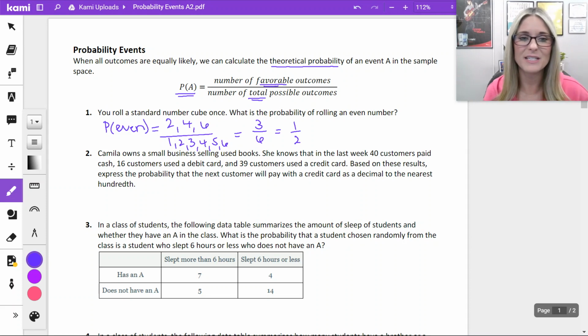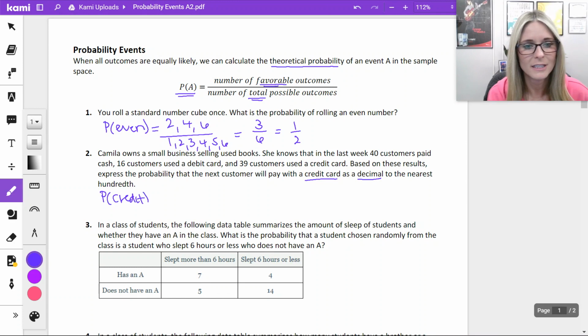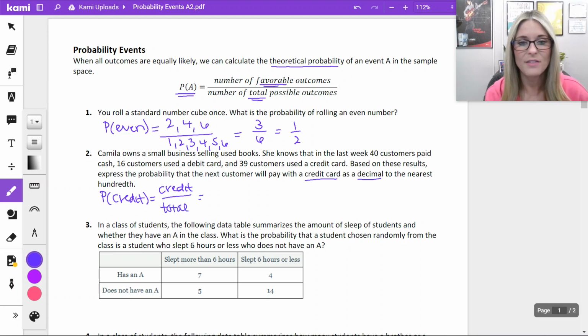Number 2, Camilla owns a small business selling used books. She knows that in the last week, 40 customers paid cash, 16 customers used a debit card, and 39 customers used a credit card. Based on these results, express a probability that the next customer will pay with a credit card as a decimal to the nearest hundredth. So let's write that out as the probability of using credit. So we're looking at how many used credit over the total number of customers here. In the problem, we were told 39 customers used a credit card.